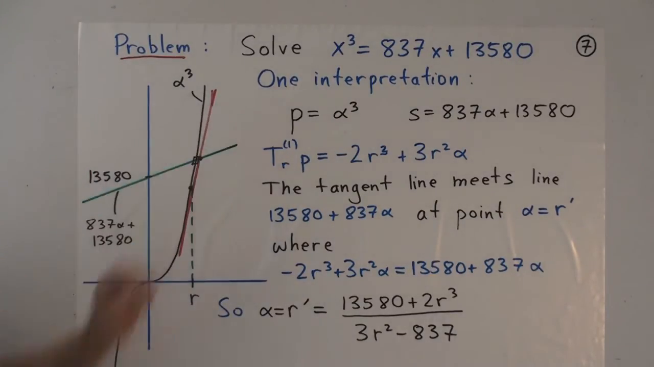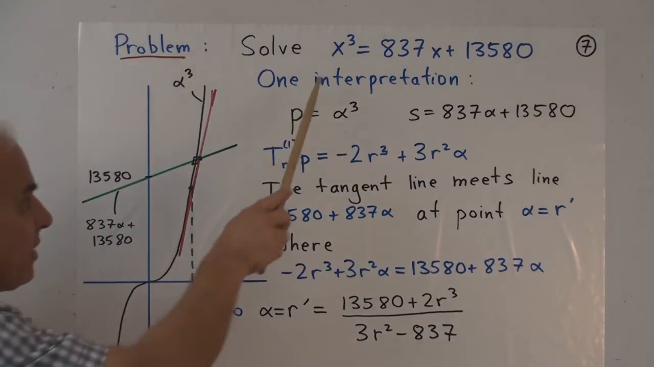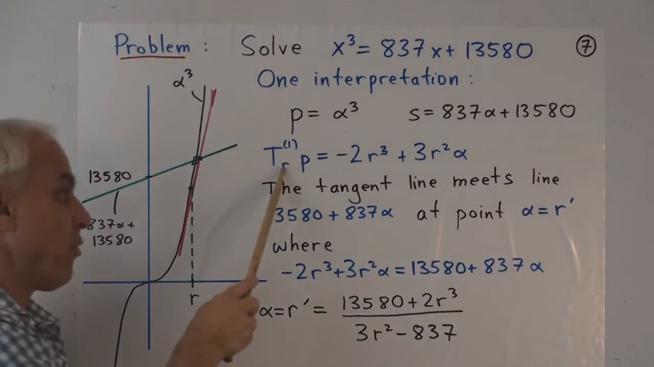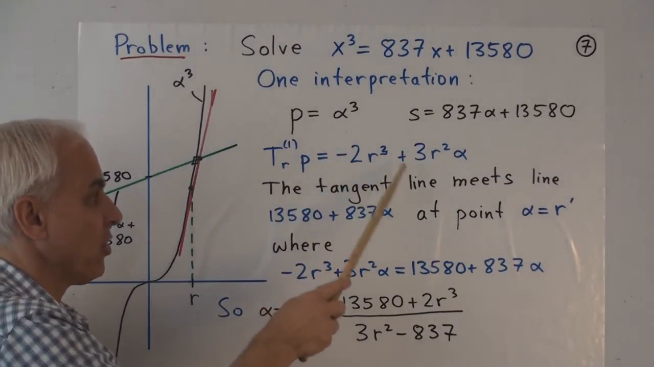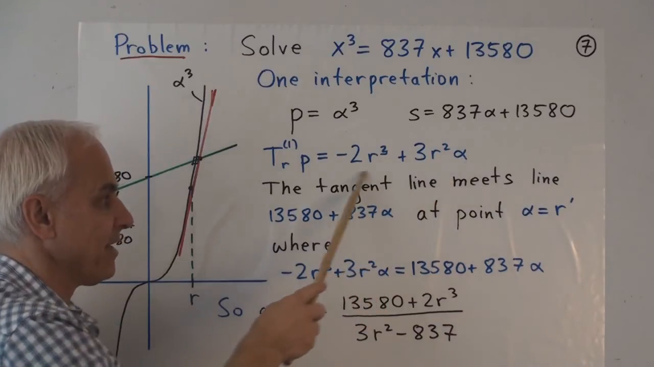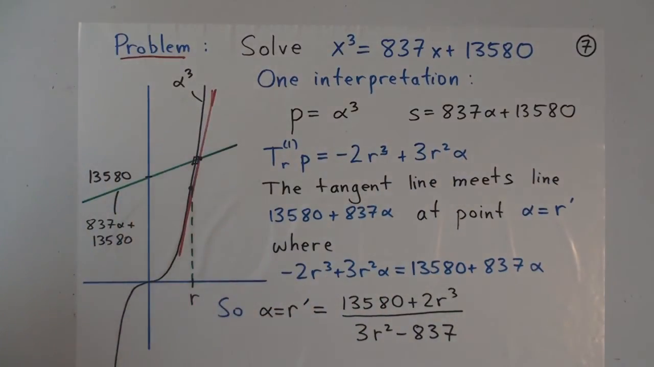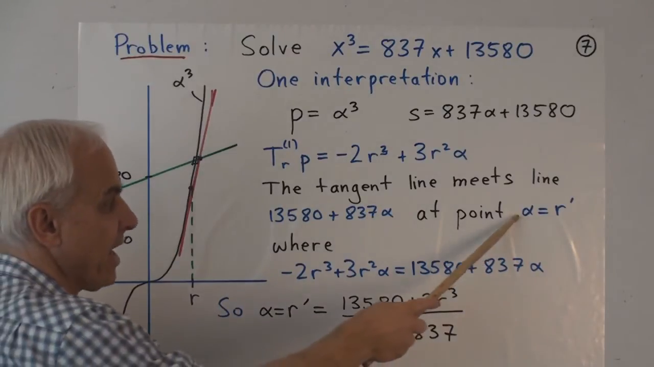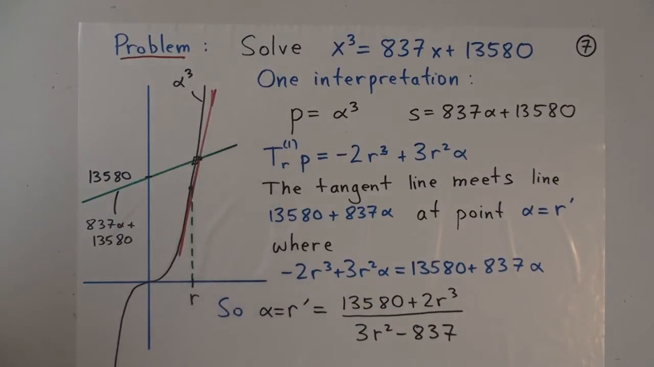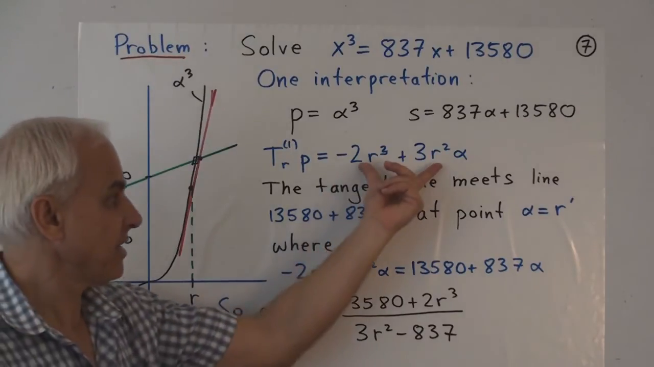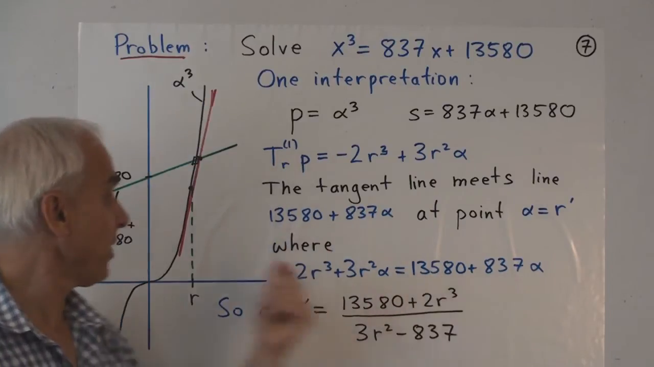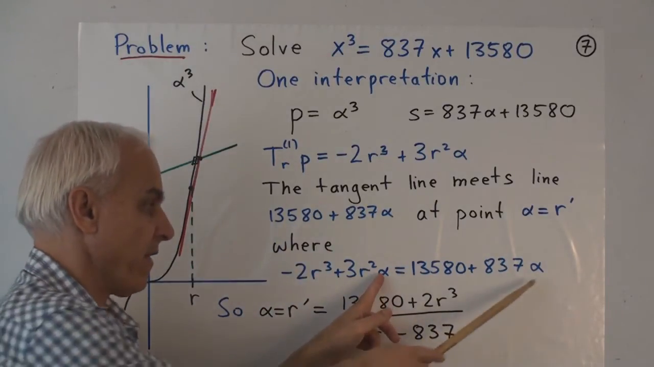So I remind you that the formula for the tangent line to the polynomial alpha cubed is, at the point r, minus 2r cubed plus 3r squared alpha. So that's a linear polynomial. That's the tangent line. And that will meet the line, this one here, at some point, say alpha equals r prime, where we get the alpha by solving this set equal to this. So there's the tangent line. We set it equal to the green line. We're trying to solve for alpha.